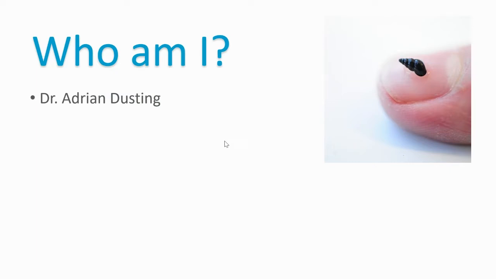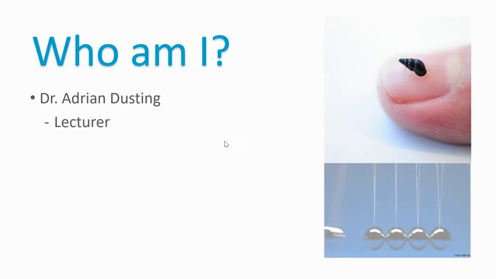All right, so who am I? My name is Adrian Dussing. Amongst many things, I am a lecturer here. I lecture in data analysis and science, in introductory physics, as well as first year biology.